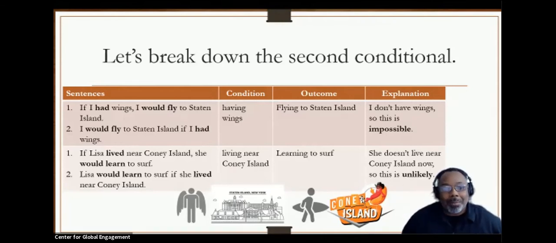So the outcome is flying to Staten Island. And the explanation, I don't have wings. So this situation is impossible. Okay? The next one is, if Lisa lived near Coney Island, she would learn to surf. And flipping it, Lisa would learn to surf if she lived near Coney Island. So the condition is living near Coney Island. The outcome is learning to surf. And the explanation, she doesn't live near Coney Island now.